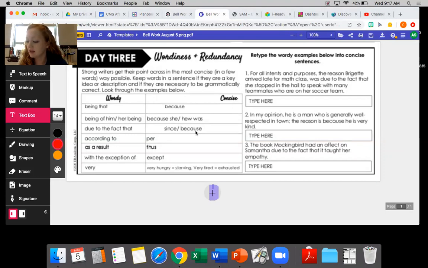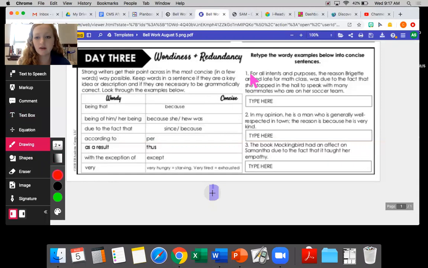So I'm going to mark stuff out. I've got my key right here where I did it earlier. So I'm going to mark stuff out while we go. I'm going to use just a little drawing. We don't need "for all intents and purposes," and we don't need "the reason" because we already have "due to the fact that." So Bridget arrived late for math class, and then "due to the fact that" can be changed to "because." So we're going to mark that out, and then when we type it, oops, that was kind of bad. When we type it, we'll put because.